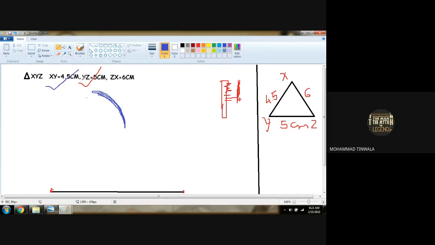So this 4.5 is over. Now ZX, again open rounder and pencil, taking center point Z here. Open rounder and pencil up till 6 centimeter. Open it this broad, 6 centimeter. Take center point Z, draw an arc here like this in such a way that it gets intersected with the other arc.